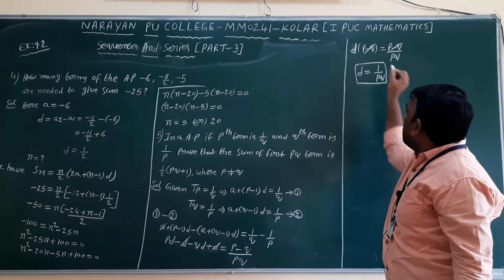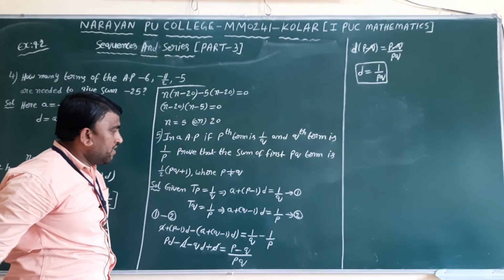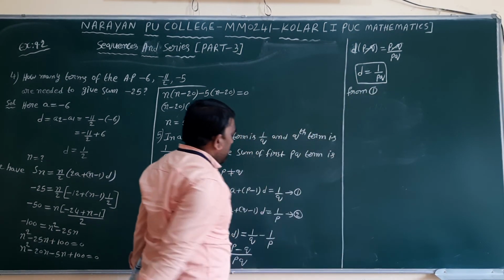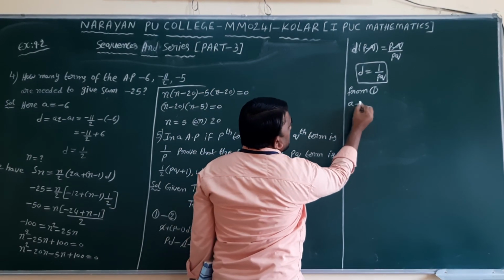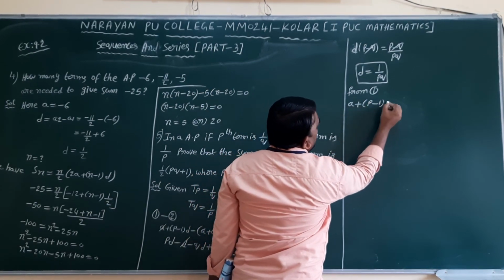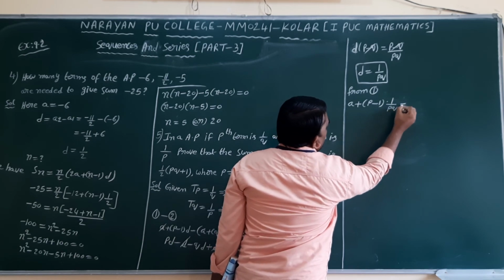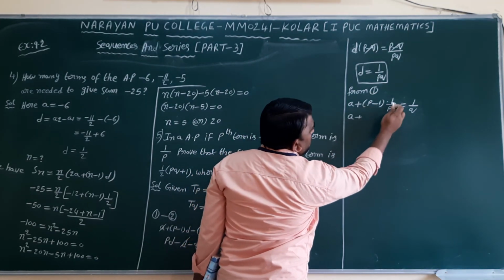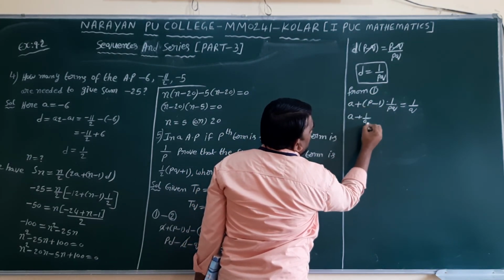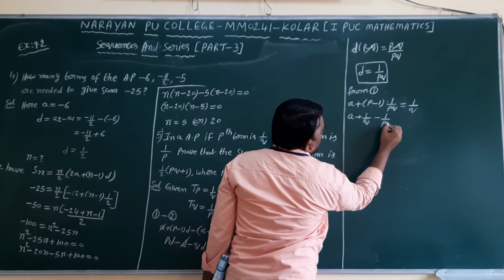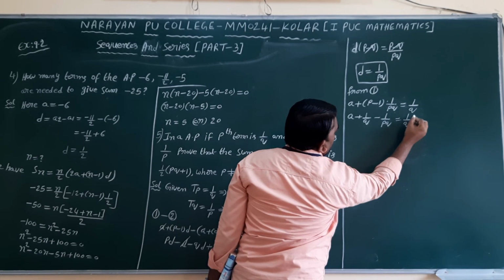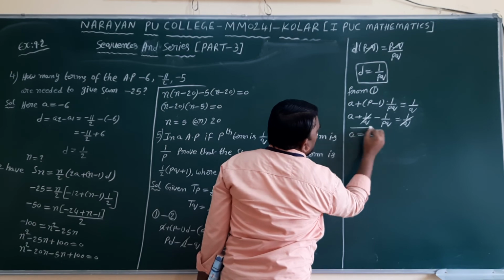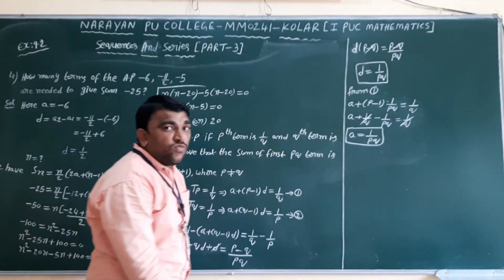Common difference we got. To get the first term, you can substitute in either equation 1 or 2. From the first equation, A plus (P minus 1) into D, with D as 1 by PQ, is equal to 1 by Q. A plus P into 1 by PQ, P cancels, 1 by Q minus 1 by PQ is equal to 1 by Q. 1 by Q cancels, A equal to 1 by PQ.